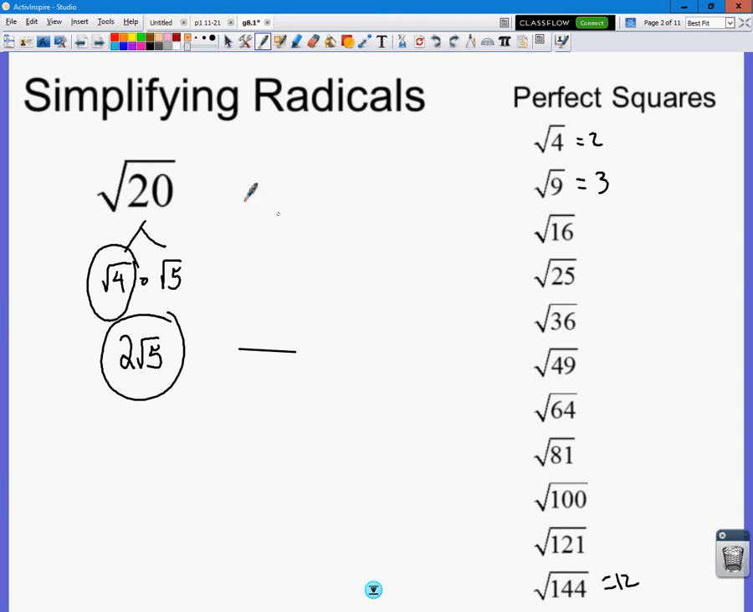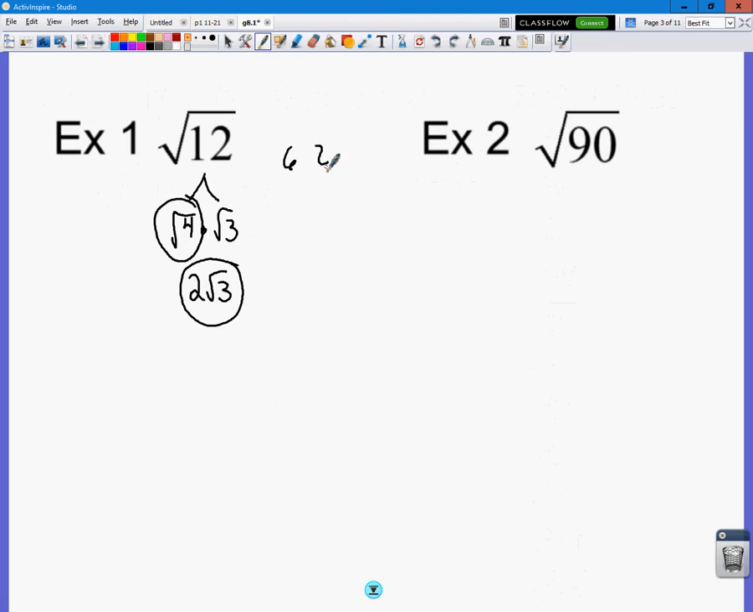If I do 6 and 2, then I've got to do this again. 3 and 2. And then if I see 2 of them show up, it can come to the outside, and the 3 would stay on the inside. Which is why I say do it this way.